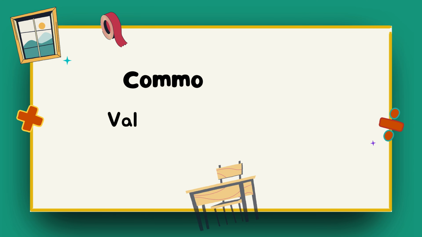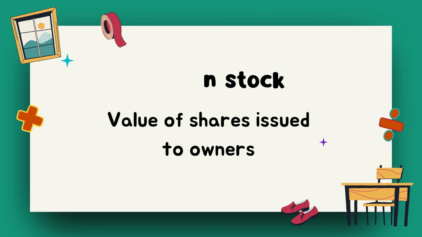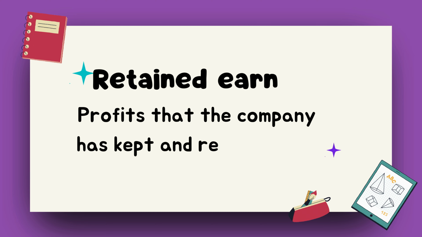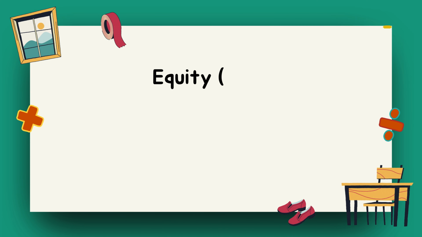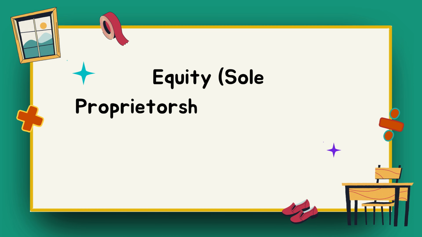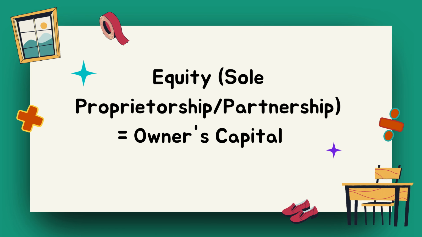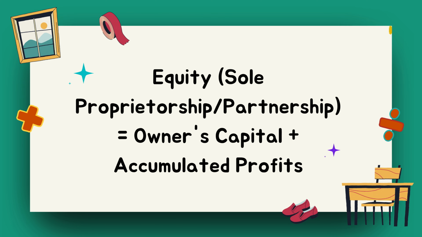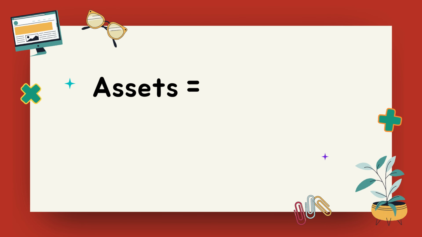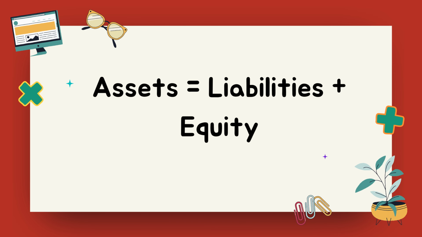It includes things like common stock, the value of shares issued to owners, and retained earnings, profits that the company has kept and reinvested in the business. For sole proprietorships or partnerships, equity is usually called owner's equity or partner's equity and represents the owner's capital contributions and accumulated profits. The fundamental accounting equation highlights the relationship between these three core elements.